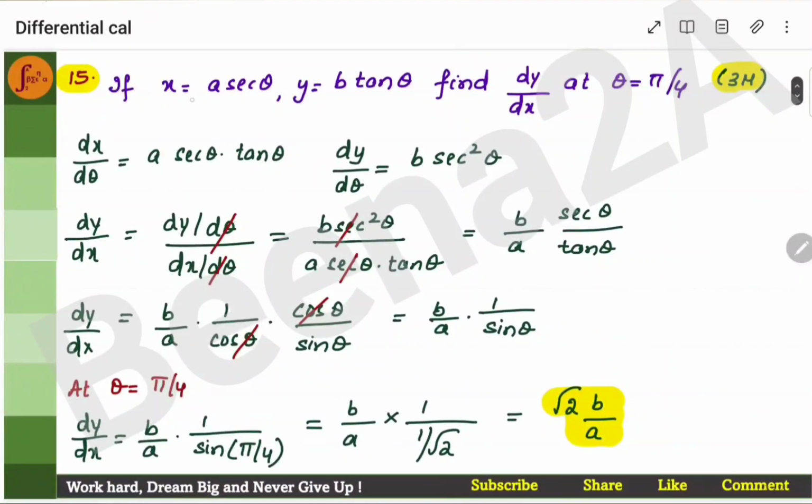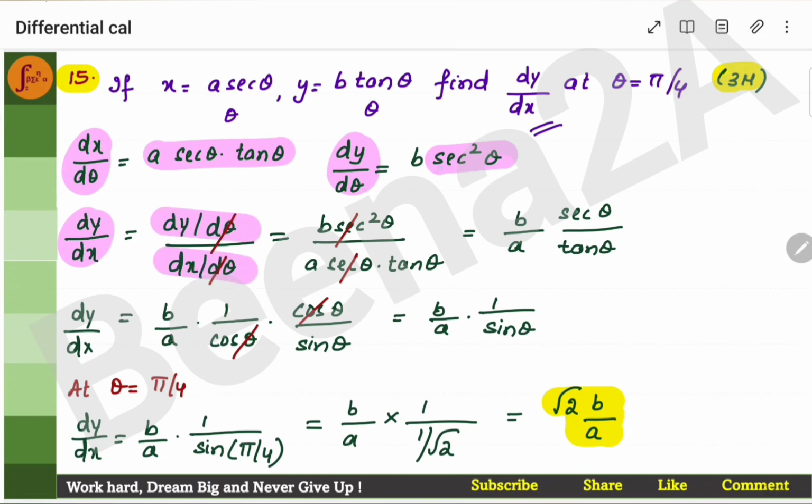Look at 15th problem. Similar, again this is also parametric, right? This is with respect to theta, this is also with respect to theta, and you have to find dy by dx. So first find dx by d theta. So you'll get a secant theta into tan theta. Find dy by d theta. So derivative of tan theta is secant square theta, right? And now you find dy by dx, which is dy by d theta by dx by d theta.